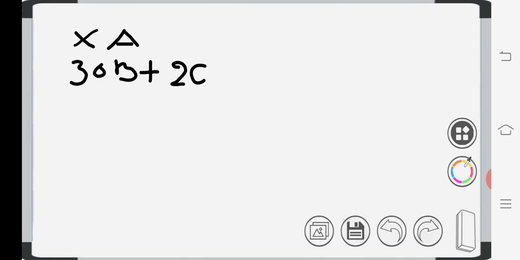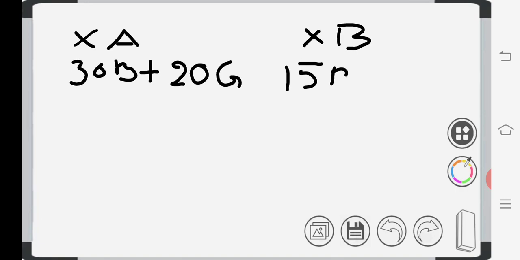Here are two classes. First class is 10A. The other is 10B. In 10A, there are 30 boys and 20 girls. In 10B, there are 15 boys and 25 girls.